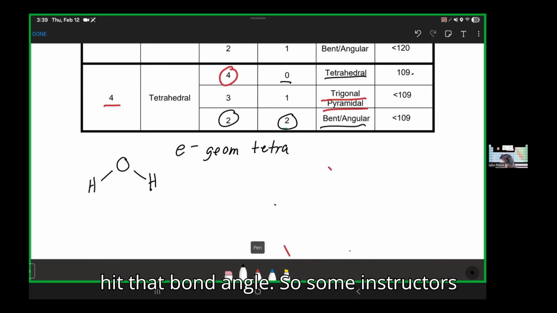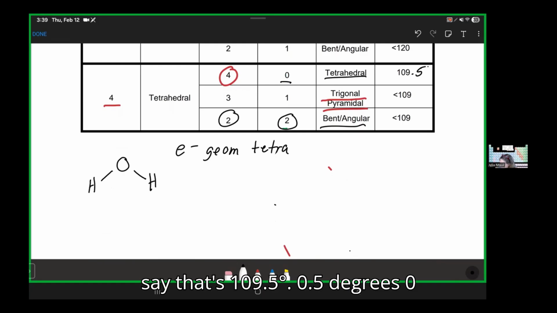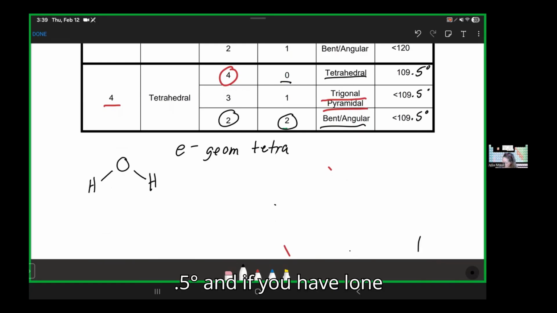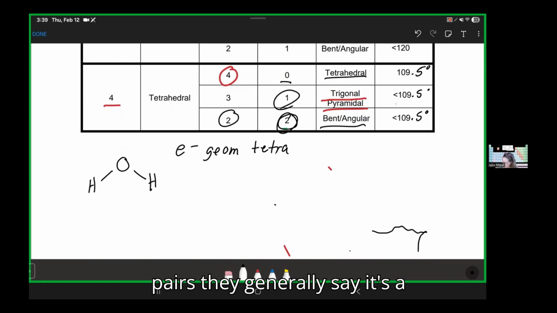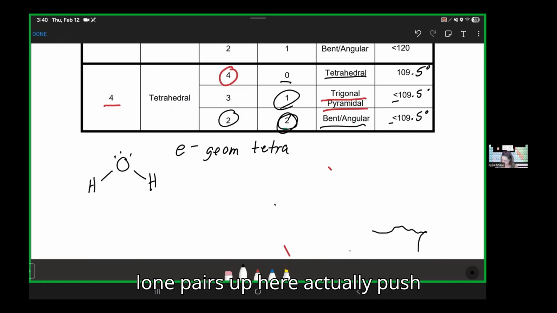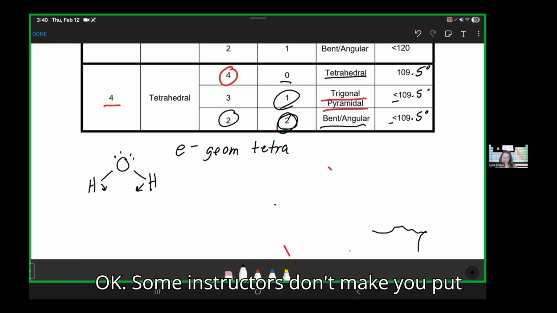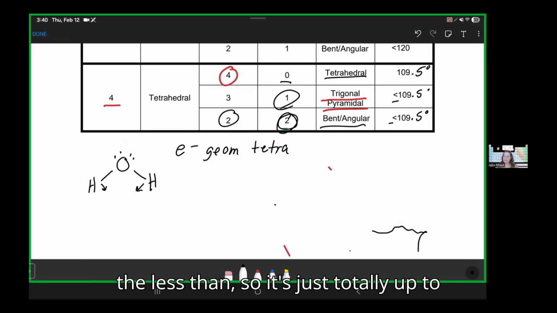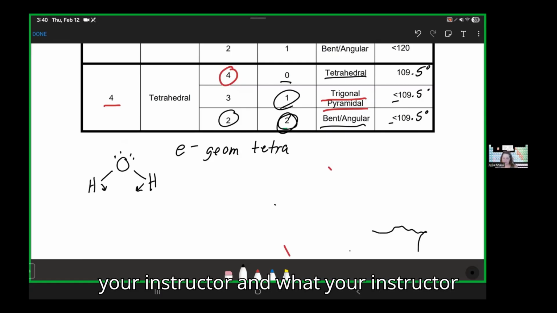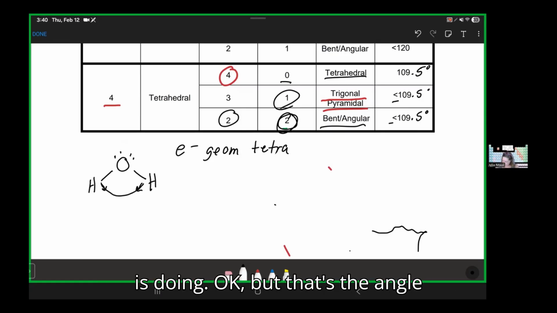Some instructors say that's 109.5 degrees. And if you have lone pairs, they generally say it's a little bit less than that, because the lone pairs up here actually push these down, so that angle gets a little bit smaller than the 109.5. Some instructors don't make you put the less than, so it's totally up to your instructor. But that's the angle between those atoms.